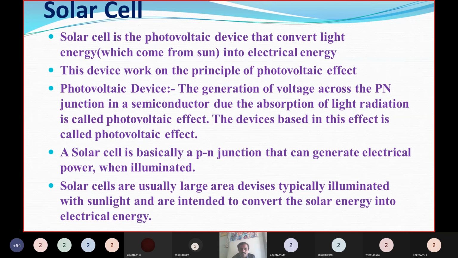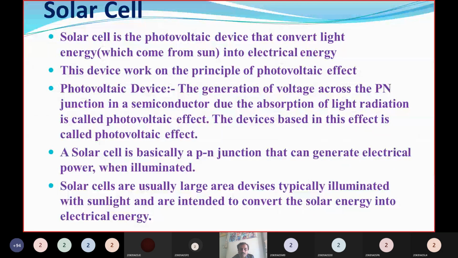The generation of voltage across the PN junction in a semiconductor due to the absorption of light radiation is called the photovoltaic effect. This definition is very important. Devices of this type we call photovoltaic devices. Now, next point: the solar cell is basically a PN junction that can generate electrical power when light is illuminated.